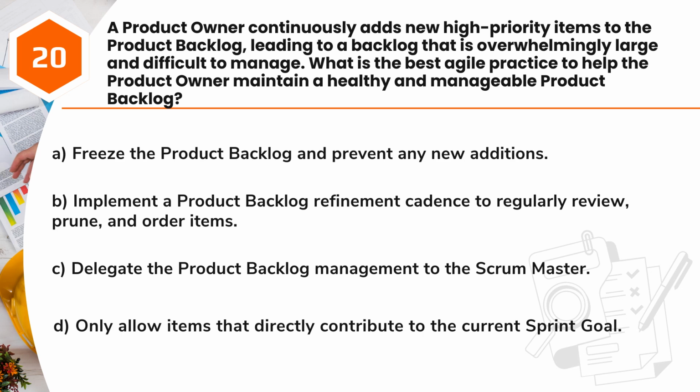Question 20. A product owner continuously adds new high-priority items to the product backlog, leading to a backlog that is overwhelmingly large and difficult to manage. What is the best agile practice to help the product owner maintain a healthy and manageable product backlog? A. Freeze the product backlog and prevent any new additions. B. Implement a product backlog refinement cadence to regularly review, prune, and order items. C. Delegate the product backlog management to the Scrum Master. D. Only allow items that directly contribute to the current sprint goal.